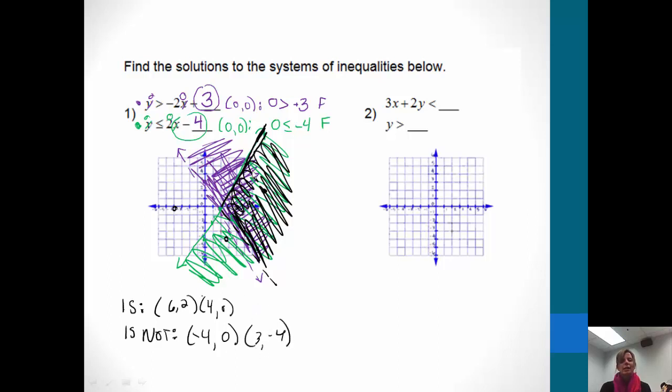So lots of different things can be answers, so that's how you would do a problem that looks like that. All right, problem number 2: 3x plus 2y is less than 6, and y is greater than negative 1. So we want to go ahead and graph these. We'll do each of them separately. So 3x plus 2y is less than 6.